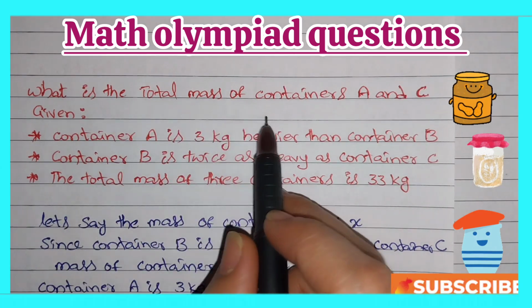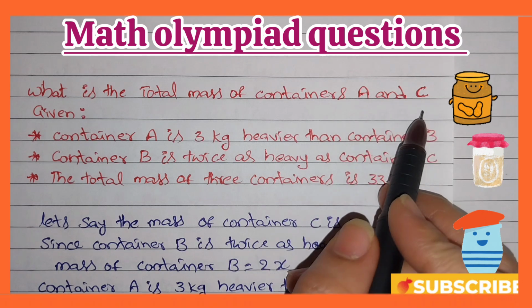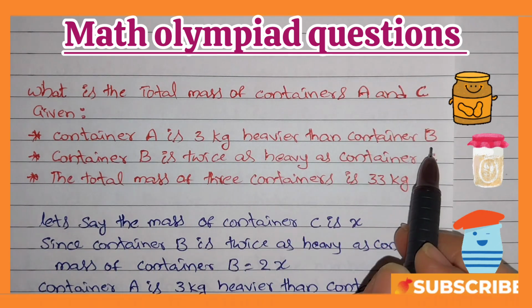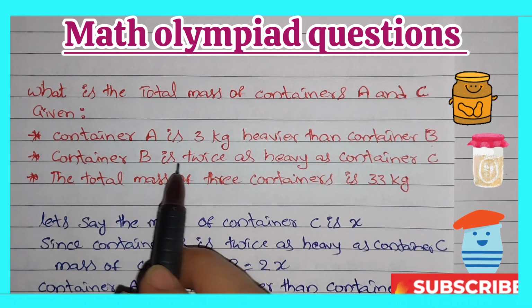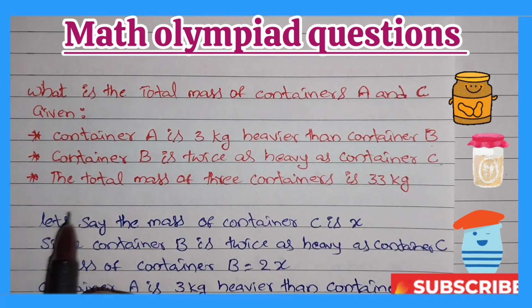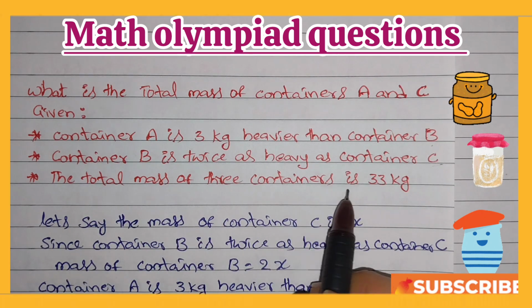The second question is: what is the total mass of containers A and C? Given container A is 3 kg heavier than container B. Container B is twice as heavy as container C. The total mass of the 3 containers is 33 kg.